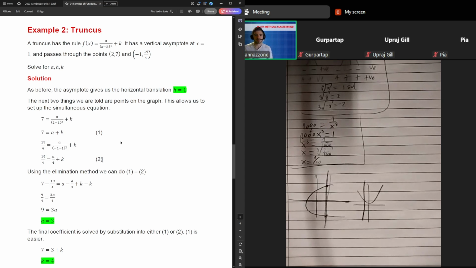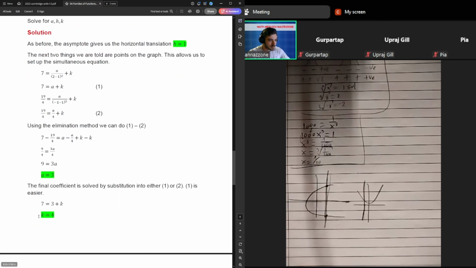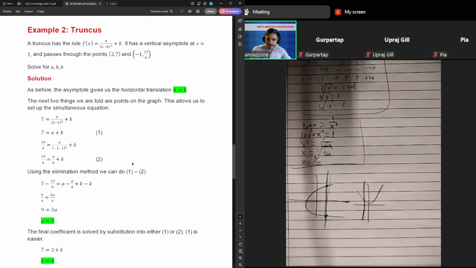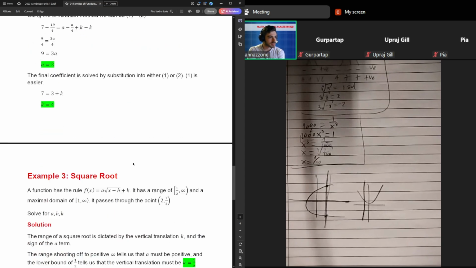Both are linear, and so you can use whatever linear methods you like, whether it be elimination method or substitution method, it's perfectly up to you. In this case, I've done elimination method, so I've done this equation minus this equation to cancel out the k. And then rearrange for A, sub back in to solve for k. If anyone has any questions, feel free to hop off mute or pop something in the chat. But that's the gist of how you handle that one.